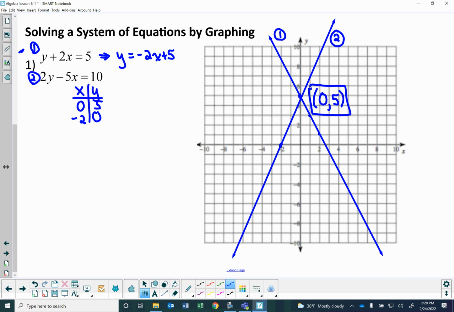I can check this. If I plugged in the point (0, 5) into y plus 2x equals 5, let's check it. I'll show you what I mean. So y, which is 5, plus 2 times 0 is equal to 5. That checks. Now let's check it in the second equation. 2 times y, so 2 times 5, minus 5 times 0 is supposed to equal 10. Well, 10 equals 10. That checks. So I do know that (0, 5) is a solution to this system because it makes both equations true simultaneously.